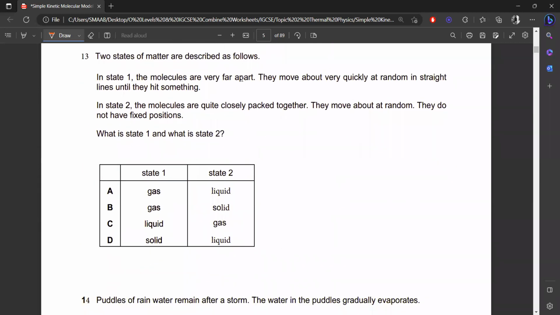Two states of matter are described as follows. In state 1, the molecules are very far apart. They move about very quickly at random in a straight line until they hit something. And in state 2, the molecules are quite closely packed together. They move about at random. They do not have fixed positions. A. Yes, state 1 is gas, state 2 is liquid.